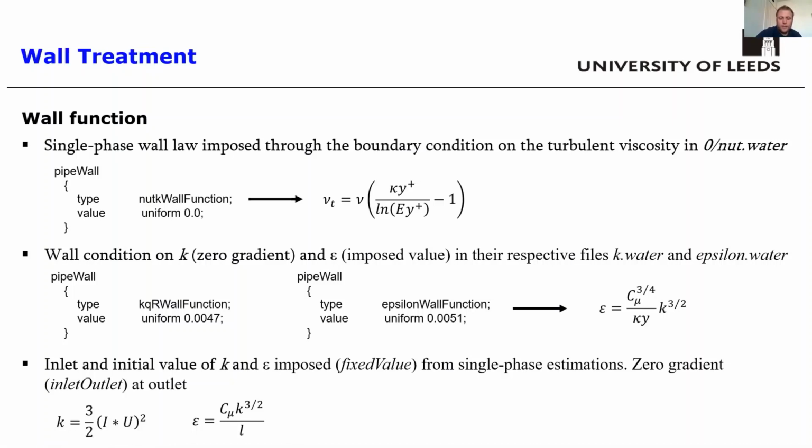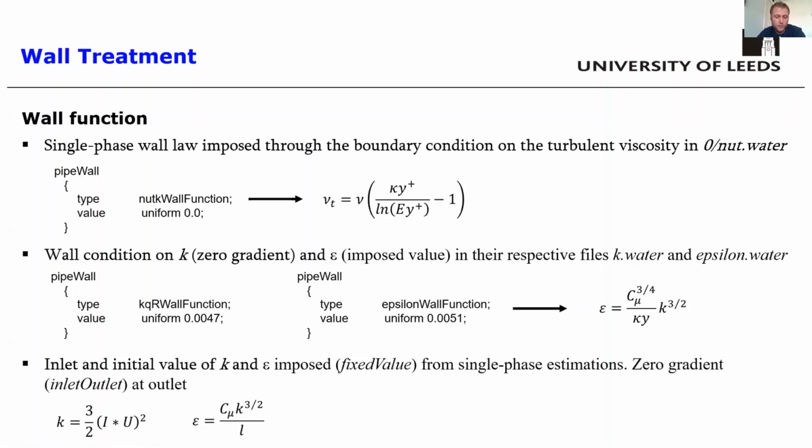And so the turbulent viscosity there is imposed to respect the law of the wall. At the wall, we have a zero gradient condition for the turbulence kinetic energy. Instead, the turbulence dissipation rate is imposed in the first cell near the wall. Those are again done using the pipe wall boundary condition in the files for the water turbulence kinetic energy and epsilon. And as you see there, for the wall, for the k, I use a kqRWallFunction.